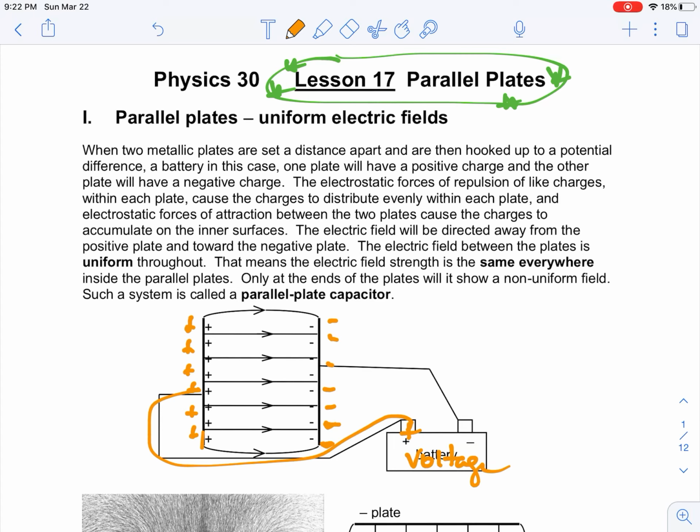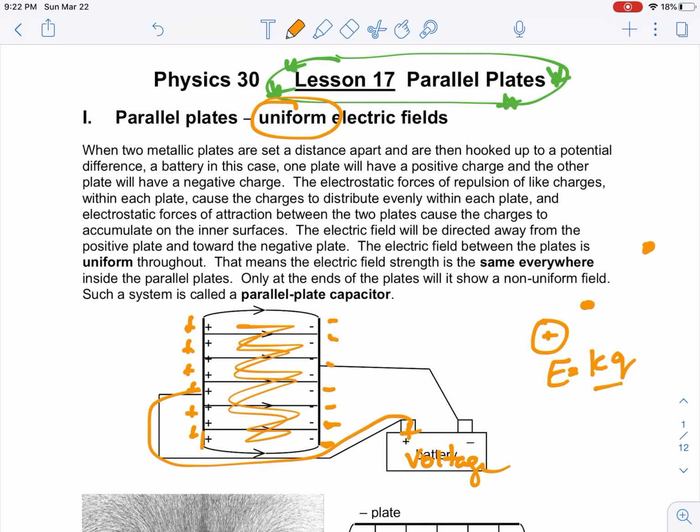And what's really special about the electric field that exists between parallel plates is that it is uniform. That is unlike an electric field around a source charge. When we had a source charge and an electric field around it, you know that the electric field here is stronger than the electric field here, and that's because the distance is different. Our formula for that was E is equal to kQ over r squared.